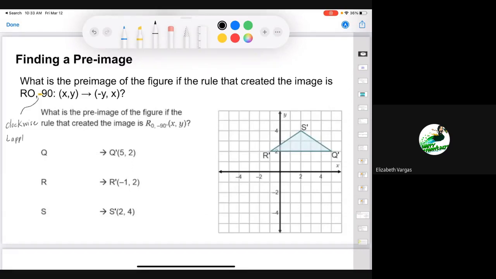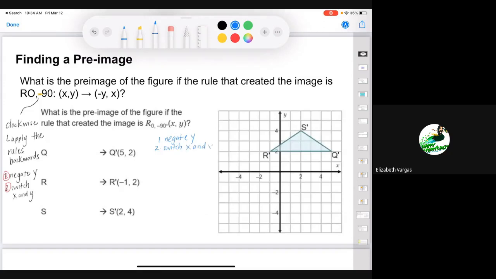So we will apply the rules backwards. So originally we would negate y and then switch x and y. But when we're doing a clockwise rotation of 90 degrees, we first switch and then negate. Okay, but of course we are trying to find the pre-image, so you would keep the original way. So negate y and then switch x and y.